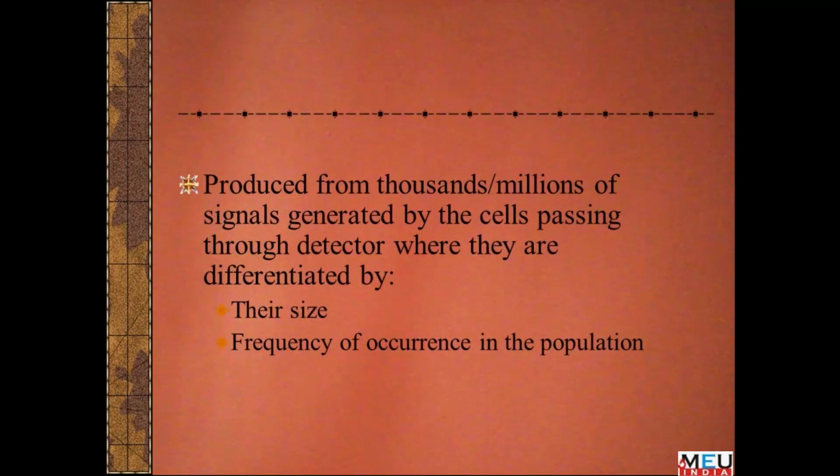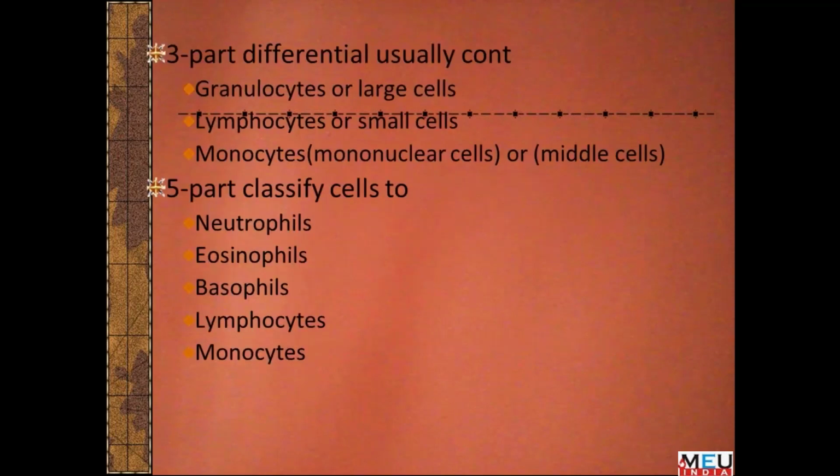They are produced by millions of signals passing through a small detector, where they are differentiated by size, frequency and occurrence in the population. We usually have three-part differentials, which have granulocytes, lymphocytes, and monocytes. And five-part differentials divide the granulocytes into neutrophils, eosinophils, basophils, lymphocytes, and monocytes. The monocytes are usually in the middle.